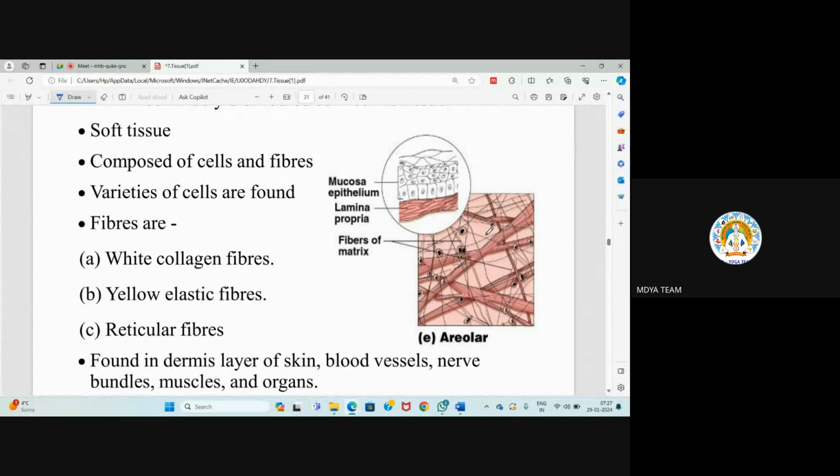So this soft tissue is composed of cells and fibers. Varieties of cells are found. And what are the fibers found in this type of connective tissue? The types of fibers are white collagen fiber, yellow elastic fiber, and reticular fibers. So these are the types of fibers you can see in this areolar connective tissue.